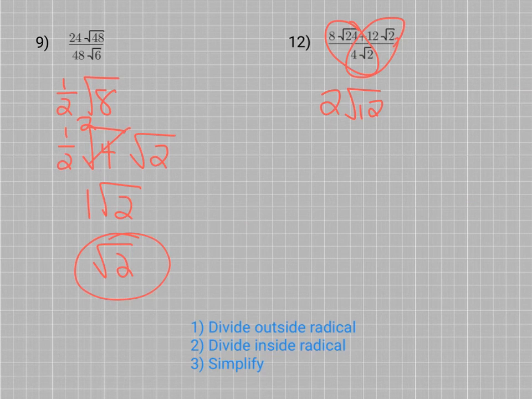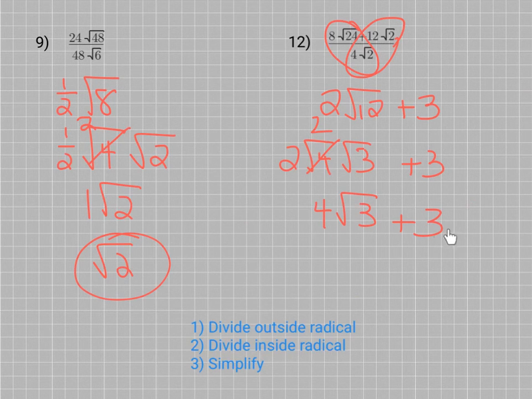Okay, then I'll bring down my addition sign. 12 divided by 4 is 3, and radical 2 divided by radical 2 is just 1, so I don't even have to write that. All right, so from here, let's simplify. The radical 12 breaks up into radical 4 times radical 3, and I'll just bring down this plus 3. And since the square root of 4, again, is 2, I'm just going to multiply the 2 times 2 to give me 4. So I have 4 radical 3 plus 3. And these are not like terms. This has a radical on it, and this doesn't. So 4 rad 3 plus 3 is my final answer.